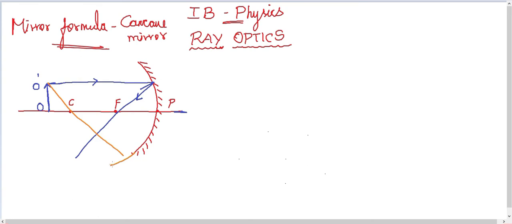so that I have to extend this mirror. There's no other go. If it is through the center of curvature, after reflection, it will retrace its own path. Okay, this is the rule. This is the second rule.